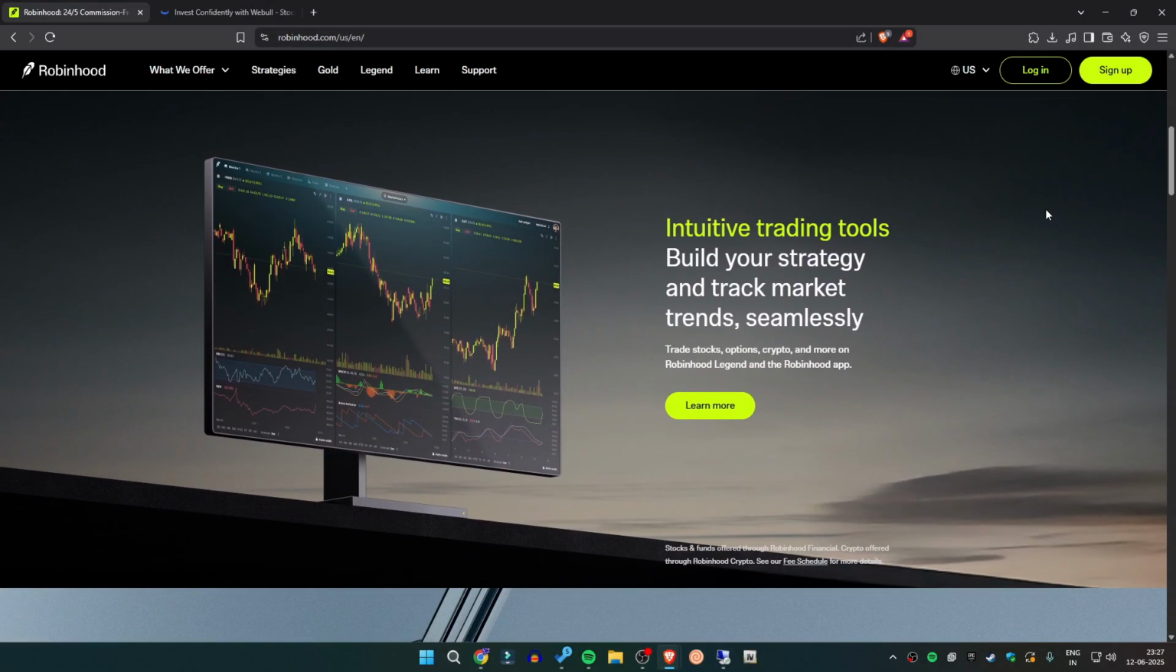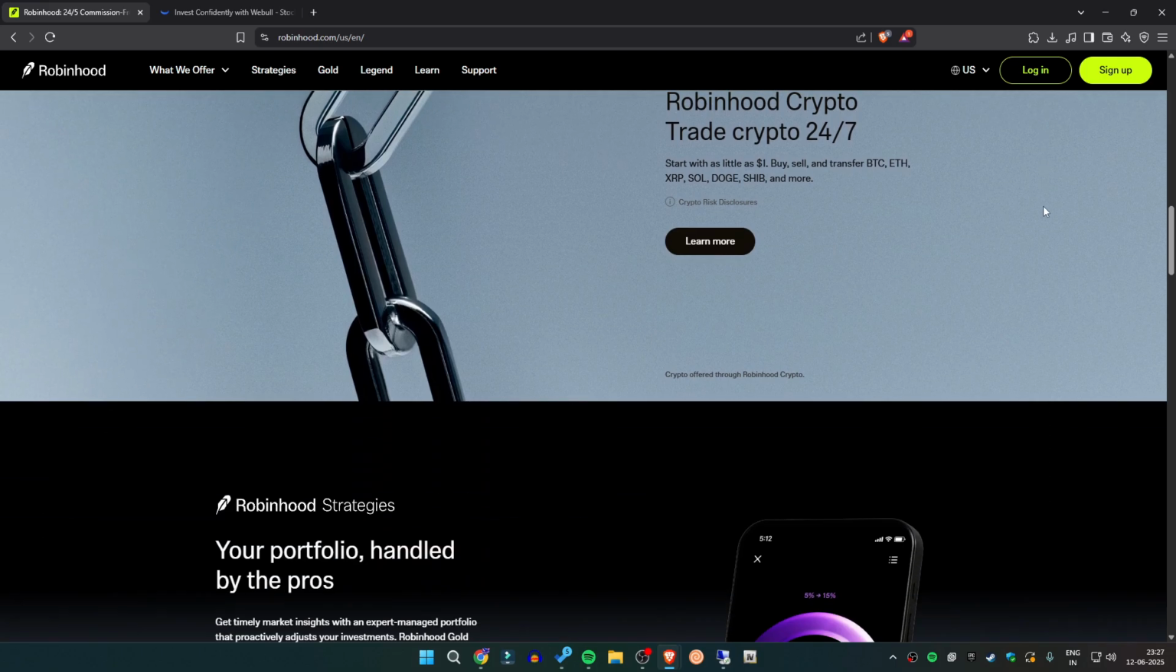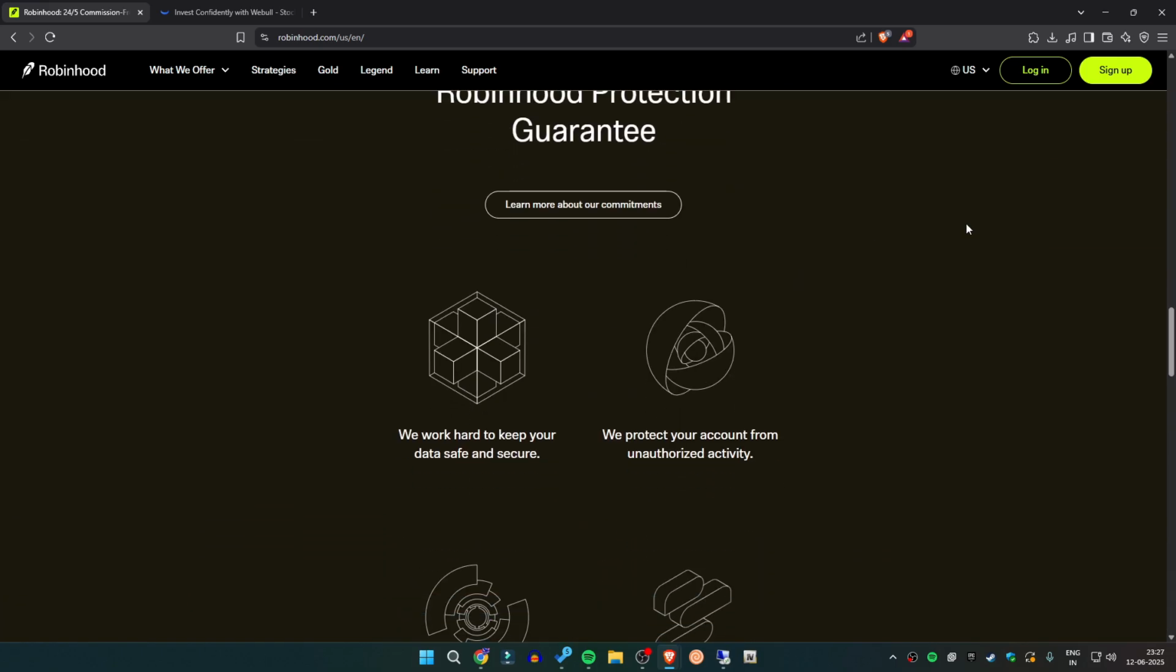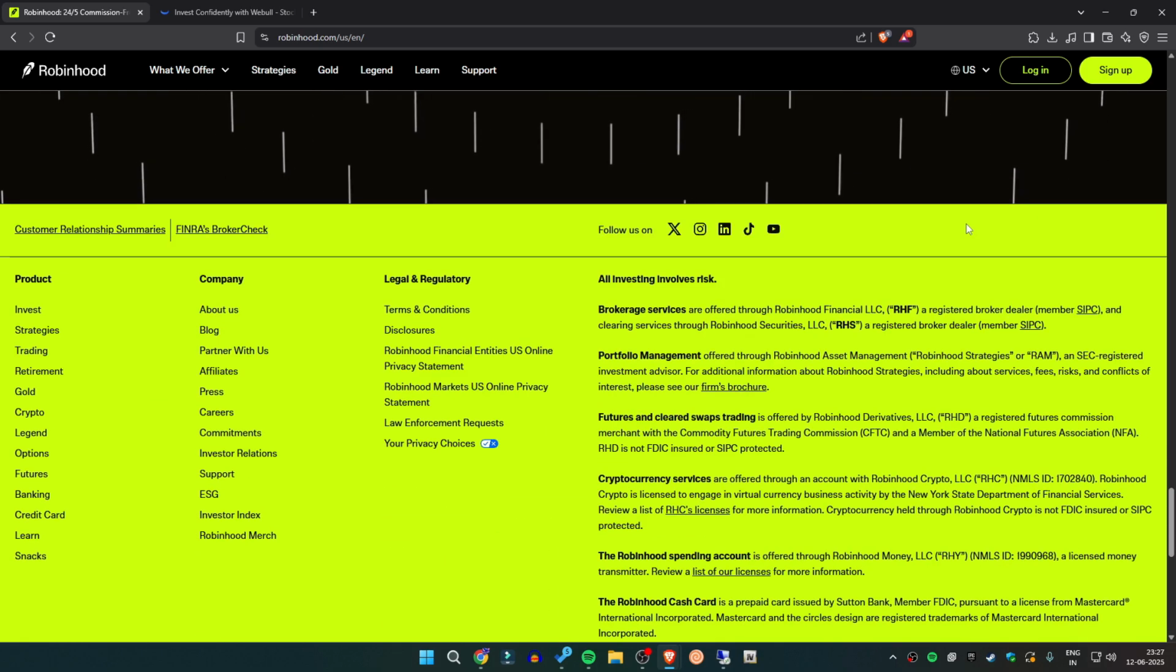Today we're breaking down a question a lot of new traders ask. Robinhood versus Webull. Which one is better for options trading? Let's get straight into it.